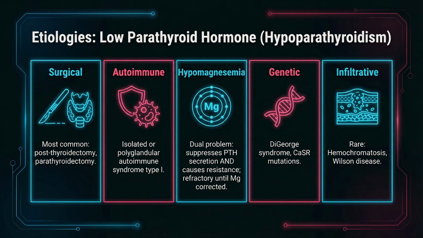Hypomagnesemia is critical. It causes a dual problem by suppressing parathyroid hormone secretion and causing end organ resistance. The hypocalcemia is refractory until magnesium is corrected. Genetic causes include DiGeorge syndrome and calcium-sensing receptor mutations. Rare infiltrative causes include hemochromatosis and Wilson disease.